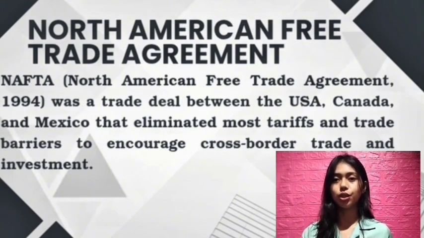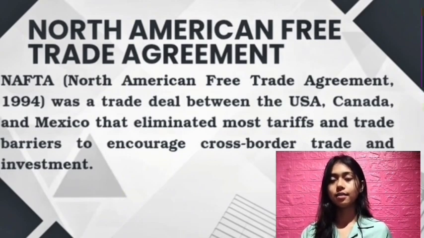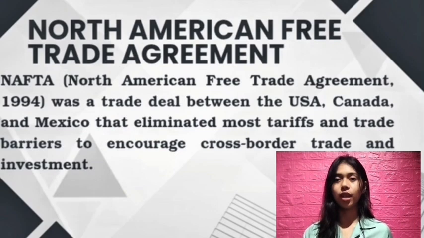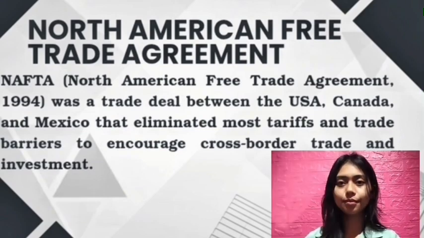first, abolition of tariffs on 99% of goods traded, removal of most barriers on cross-border flow of services, protection of intellectual property rights, removal of restrictions on foreign direct investment, application of national environmental standards. These points explain exactly what NAFTA covered, not just goods but also services, investments, and even environmental protections.